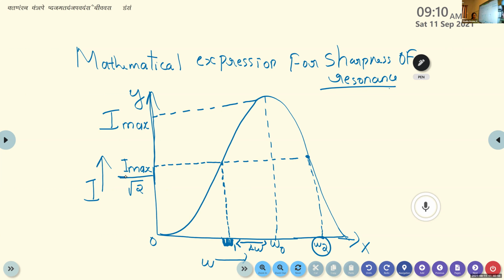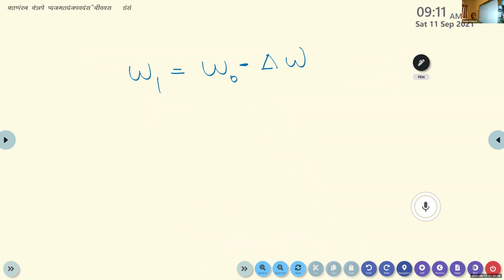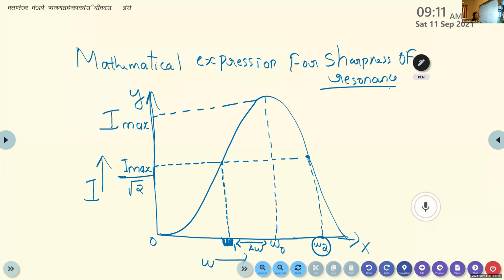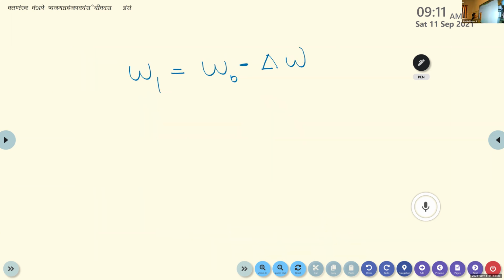So here the frequency omega 1 is less than the maximum frequency omega 0 by a small amount, delta omega. So omega 1 is equal to omega 0 minus delta omega. Similarly, omega 2 is greater than the maximum frequency omega 0 by delta omega. So we can write omega 2 is equal to omega 0 plus delta omega.